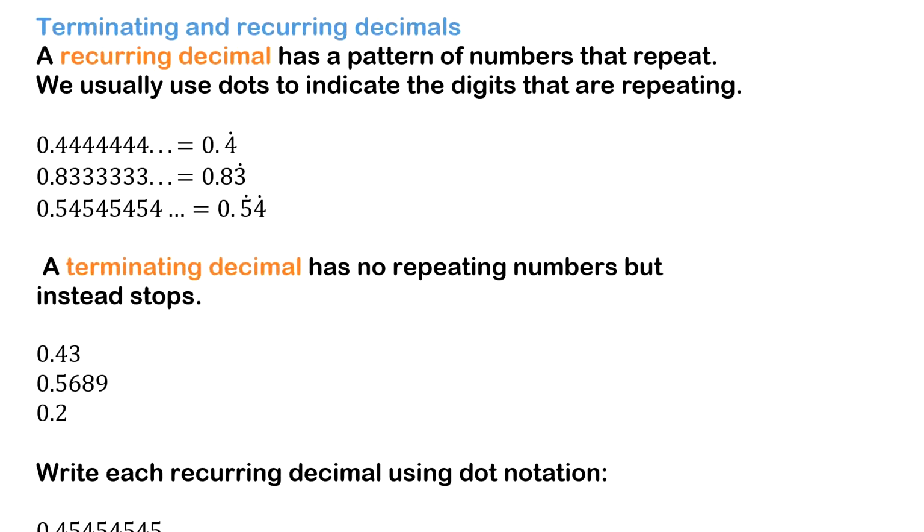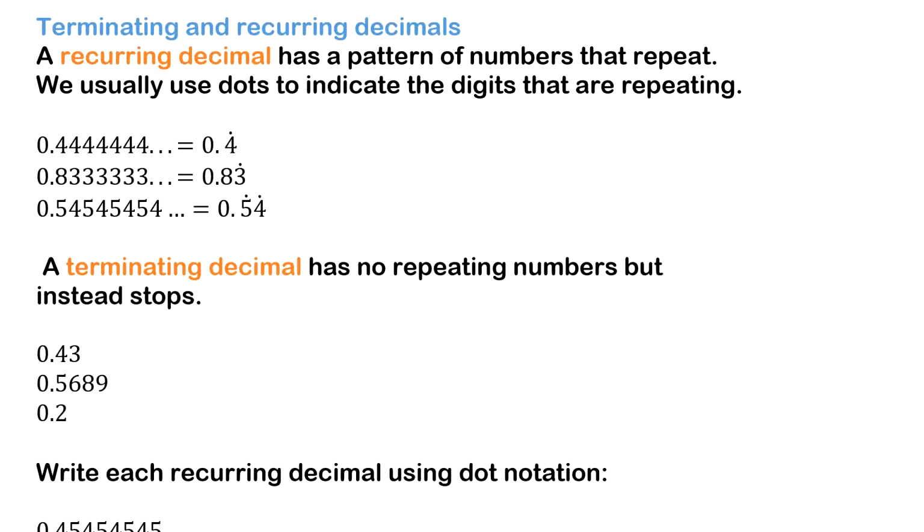So instead of continually writing all those fours, what us lazy mathematicians tend to do is write 0.4 with a little dot above it. That means that 4 is repeating. If we have a look at 0.83333, the 8 itself is not repeating, but the 3 is. So with the dot notation, only the 3 has the dot above it because it is the only digit repeating.